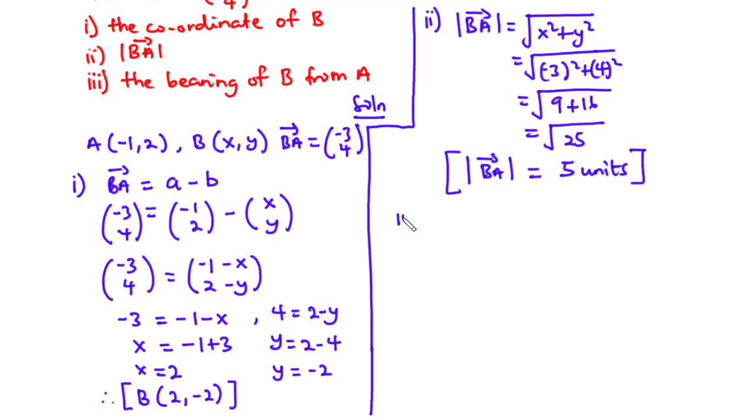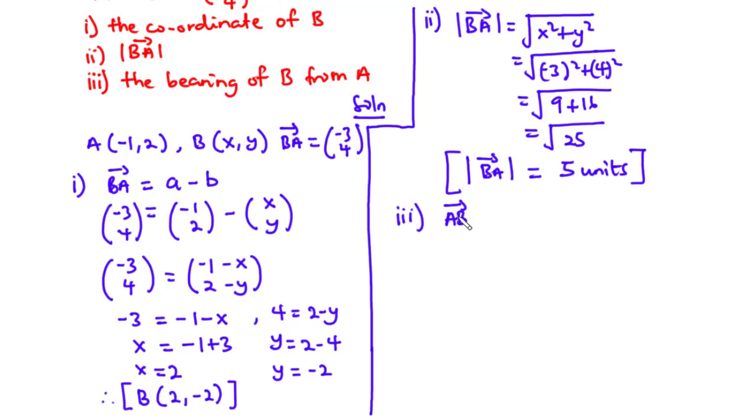Now let's find the bearing of B from A. Now the bearing of B from A is the same as the bearing from point A to point B. However, the vector BA is the vector from point B to A. So because of that, we need to find the negative of this vector. The negative of this vector is vector AB, which is from A to B.